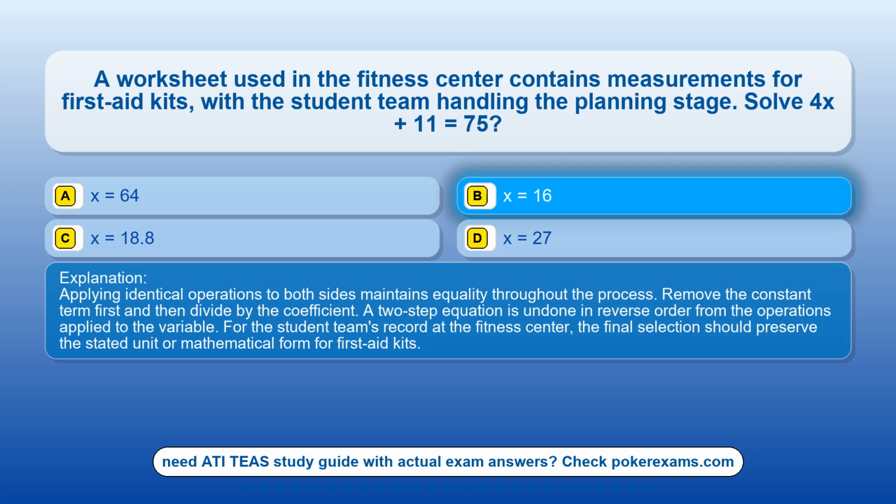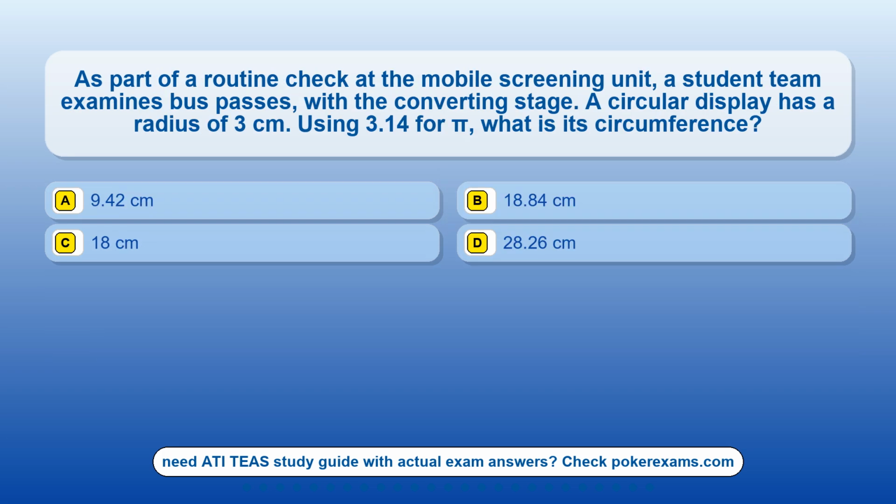Applying identical operations to both sides maintains equality throughout the process. Remove the constant term first and then divide by the coefficient. A 2-step equation is undone in reverse order from the operations applied to the variable. For the student team's record at the fitness center, the final selection should preserve the stated unit or mathematical form for first-aid kits. Question 11.